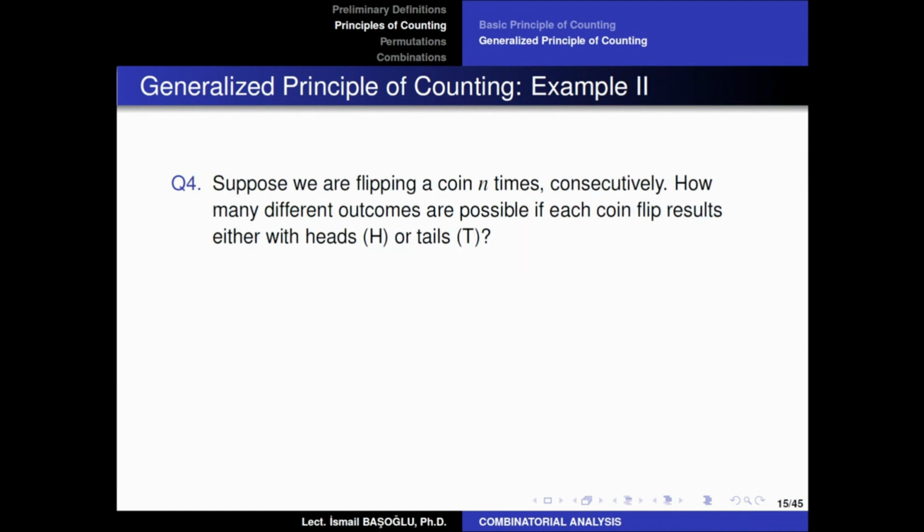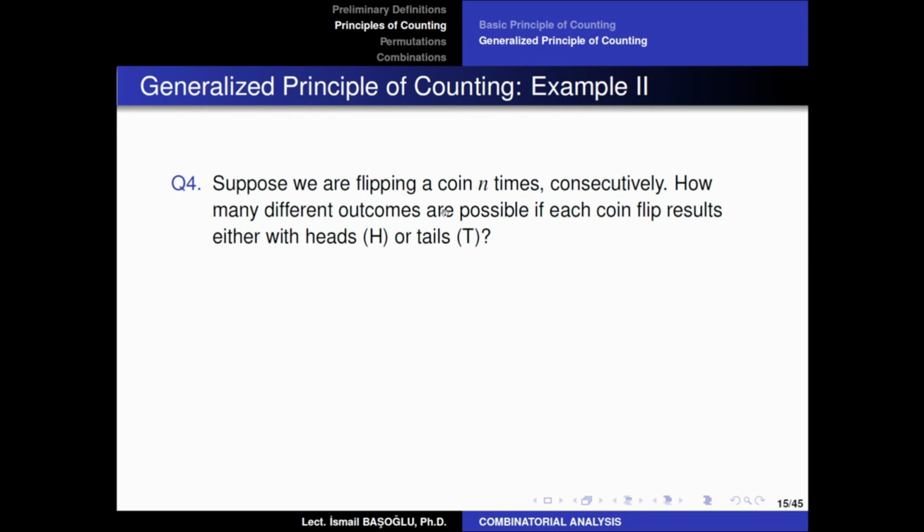Now let's solve another question. Suppose we are flipping a coin n times consecutively. How many different outcomes are possible if each coin flip results either with heads or tails? Now basically there is this experiment. The experiment is very simple, which is a coin flip. And that experiment has 2 possible outcomes. Either I get a head or I get a tail.